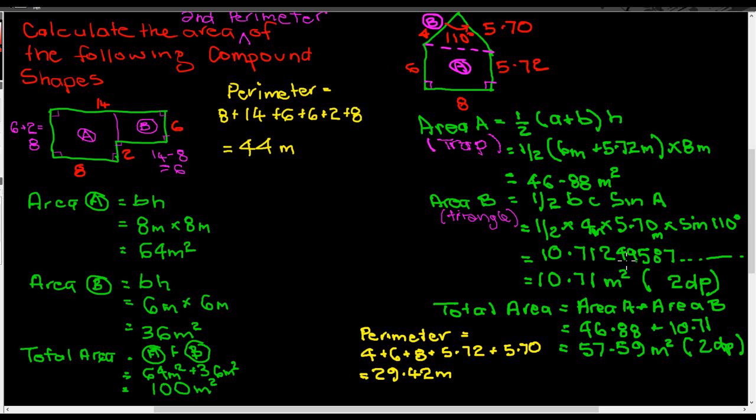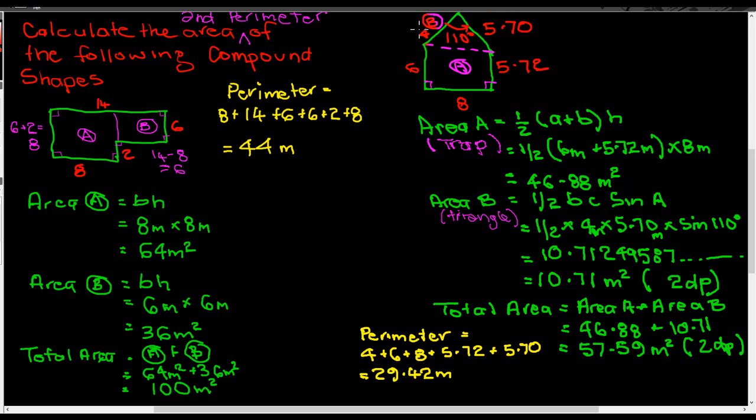Now the total area for the shape will be area A plus area B, 46.88 plus 10.71249587, and if we add all those together we get 57.59 metres squared to 2 decimal places. So it's very important that, if you can, you retain the most accurate number on your calculator so that you can use it at the end for adding them together. The perimeter, just adding up the distances around the outside, is 4 plus 6 plus 8 plus 5.72 plus 5.7.